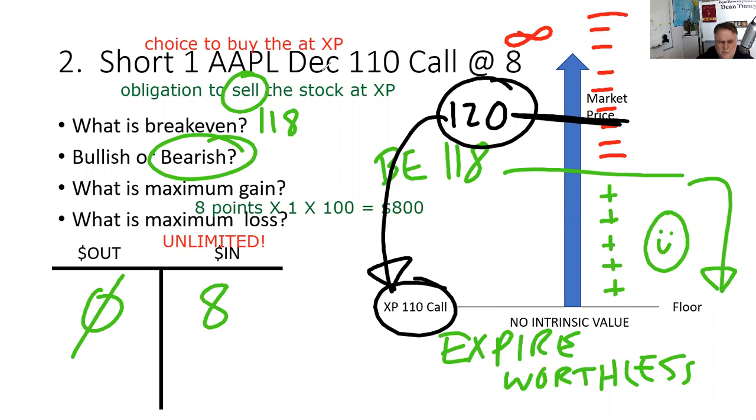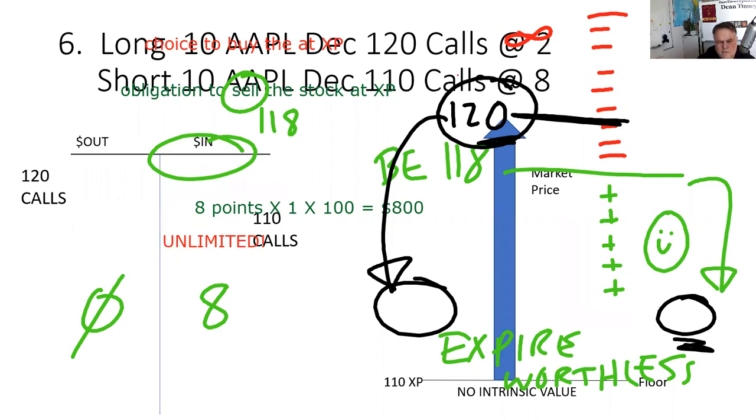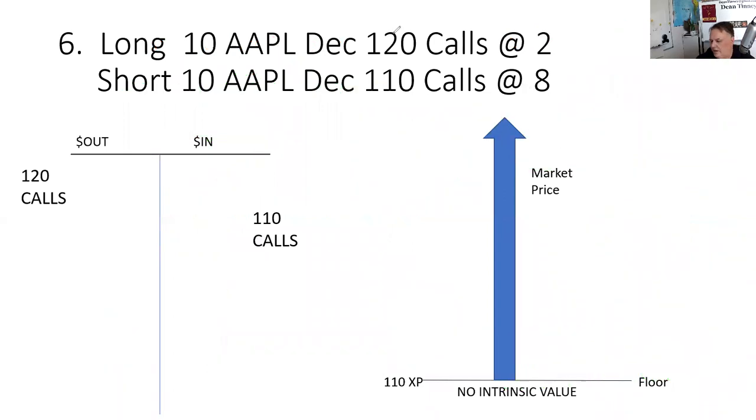You know, I might want to do some construction and put in a ceiling. I have a floor. I might want to put in a ceiling. And so let's leg into a spread. Remember, a spread is when you're long and short the same type of contract. So this is just a lot smarter than doing a naked call. And the reason it's a lot smarter is because now I have offset.